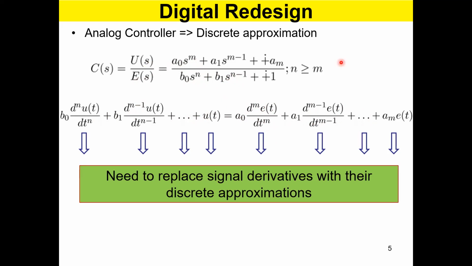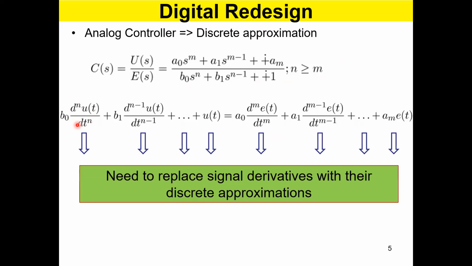So now, if we can replace these derivatives, first derivative, second, third, fourth, and so on, with their discrete versions, we are done, aren't we? So I need an approximation for the first derivative in continuous time, second derivative in continuous time, and so on. Okay, so that's all that I need.